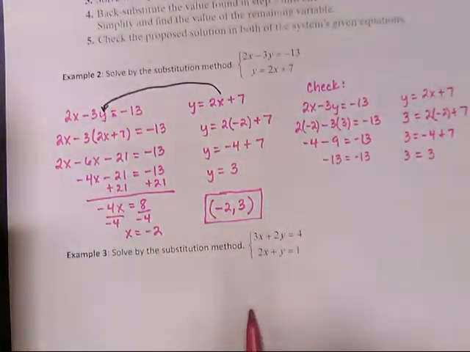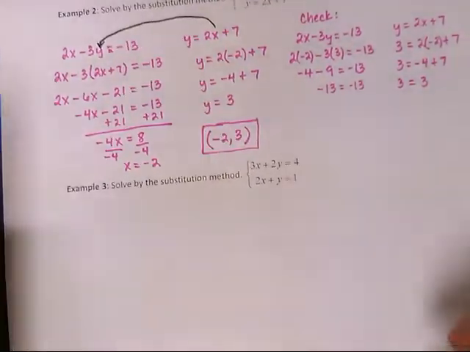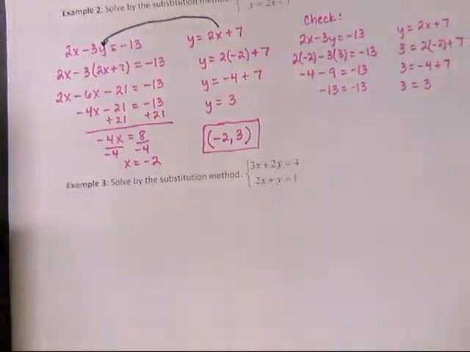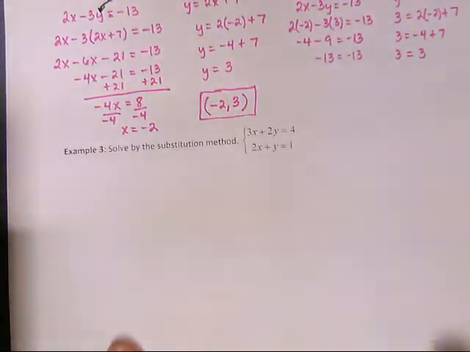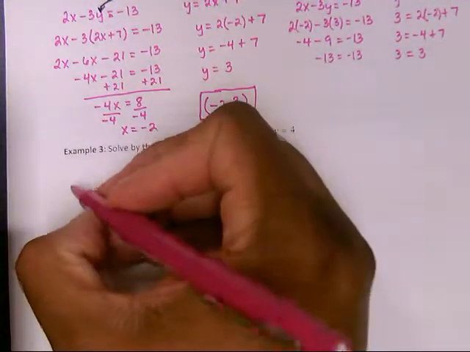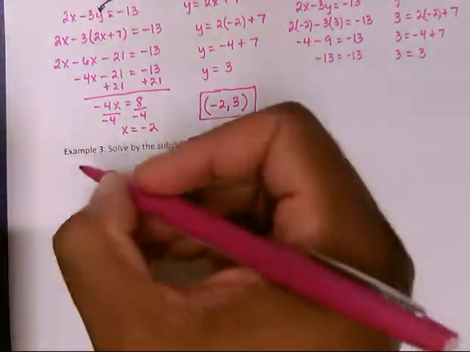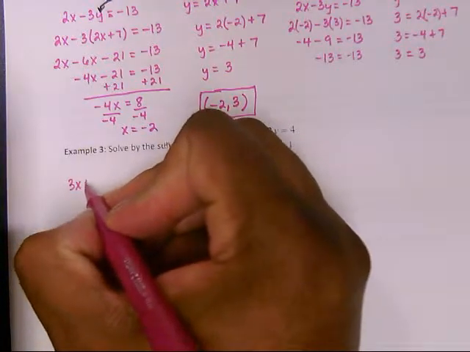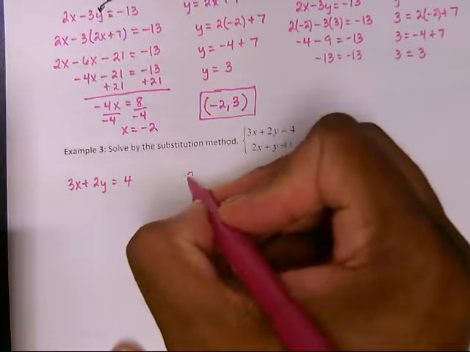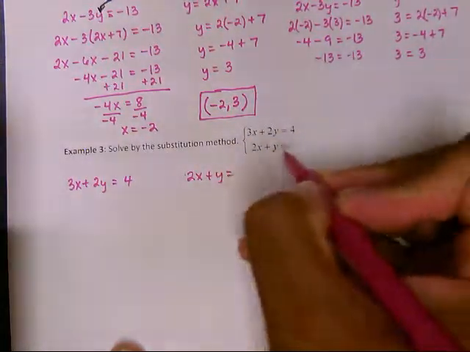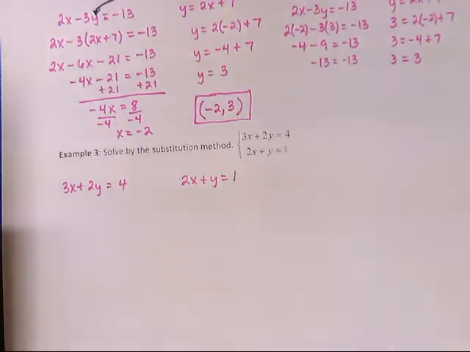Okay, on to example 3, which is another problem that deals with substitution. Here we're going to solve by the substitution method as well. Here we got 3x plus 2y is equal to 4, and 2x plus y is equal to 1. And again, I like to write these side by side. 3x plus 2y is equal to 4. And the other one, 2x plus y is equal to 1.